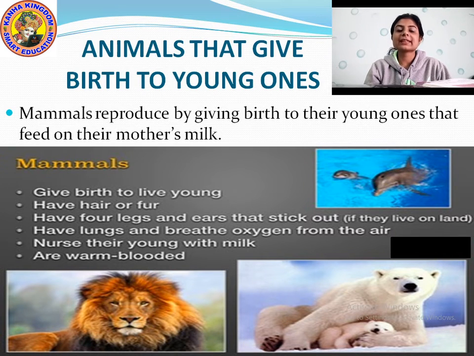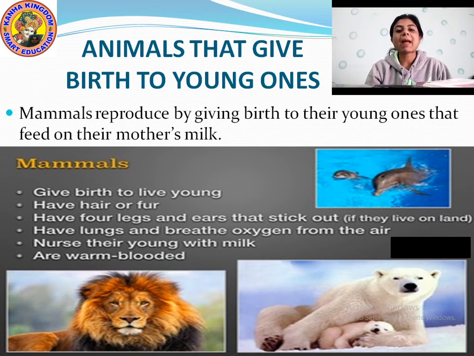There are different features of the mammals. Mammals give birth to the young ones. They do not lay eggs. Mammals never lay eggs. They give birth to the young ones. Then they have hair or fur on their skin. The skin of the mammals is covered with hair or fur.